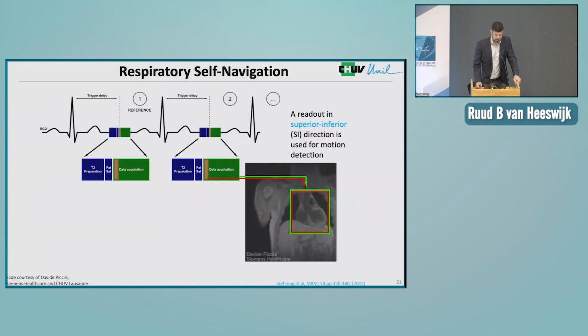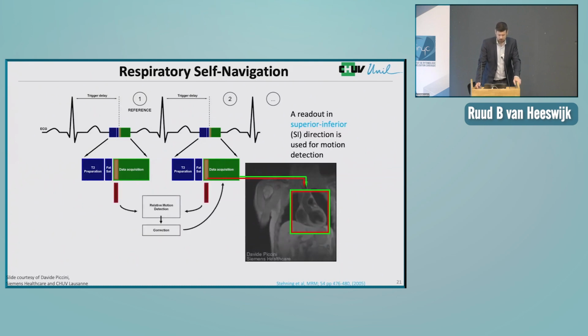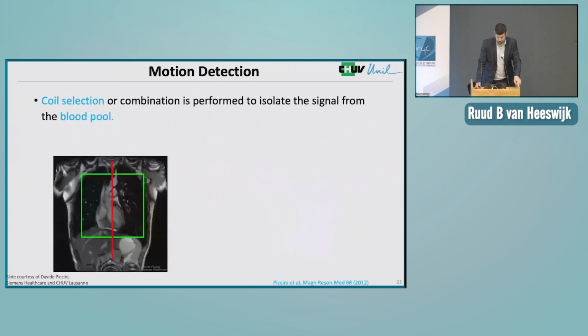So one next step was the respiratory self-navigation. David will probably tell more about this tomorrow as well. There are many types of self-navigation, but what you can do, and what is done in Lausanne a lot, is use a superior-inferior readout, so a single readout, and track this signal basically and correct your data through cross correlation with this.